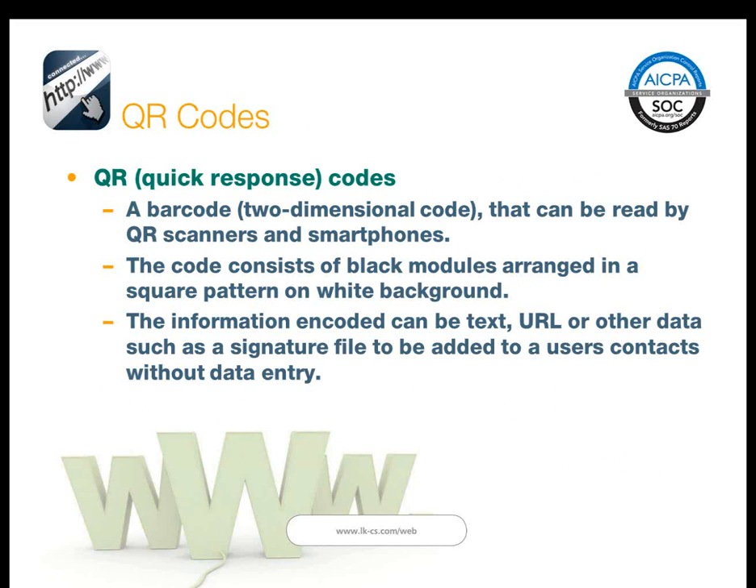The code consists of little black modules or dots arranged in a square pattern on a white background, which gives it the ability to be scanned easily by the reader. And the information encoded can be text, a URL, or a web address, or other data such as a signature file. We'll look at a signature file example in a second. That can be easily added to a user's contacts if someone scans it on their phone, without having to put any data in their phone manually. It's all done automatically.